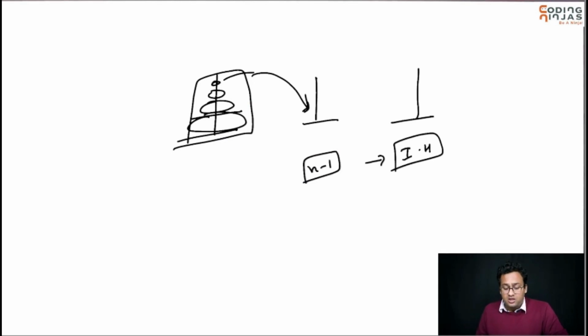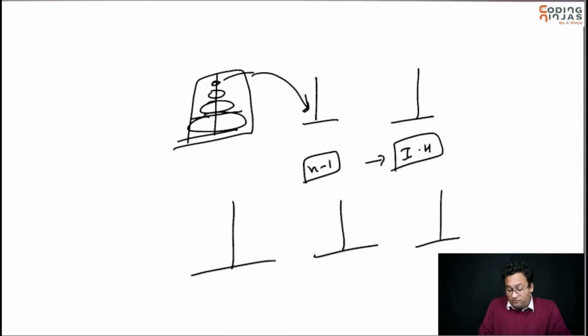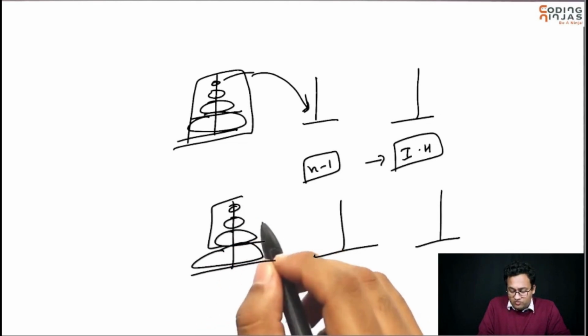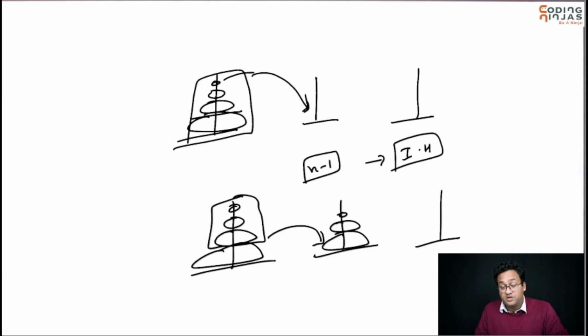So one solution that some people give is basically this. If you can do n-1, why don't you move these n-1 here? Right? Why don't you move n-1 here?